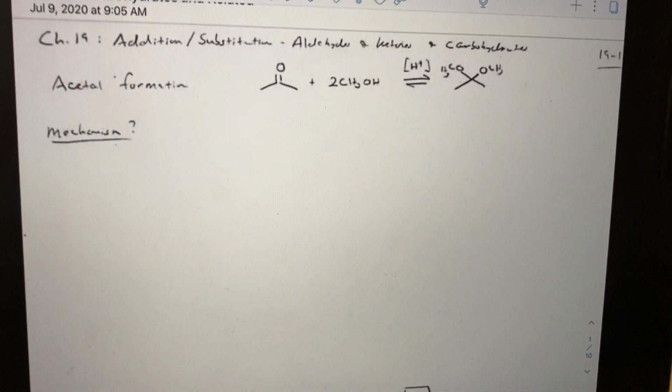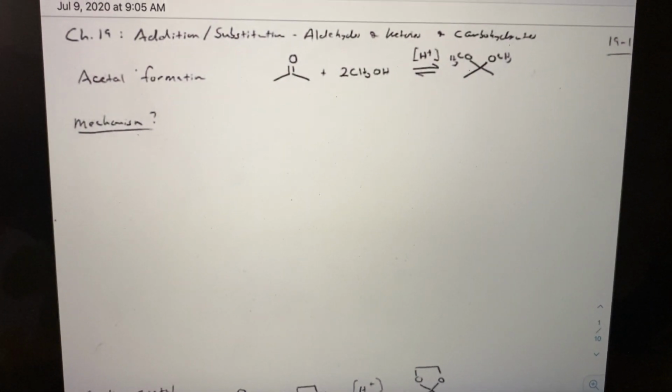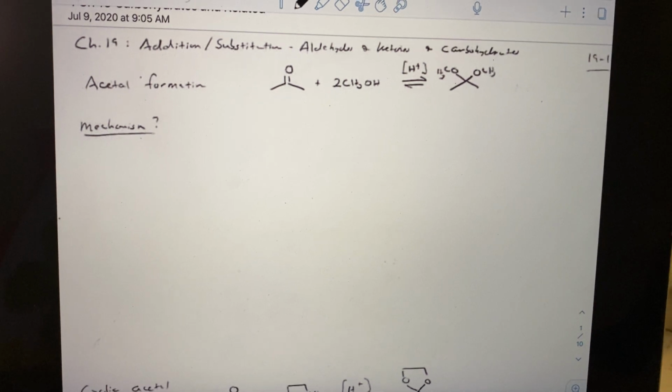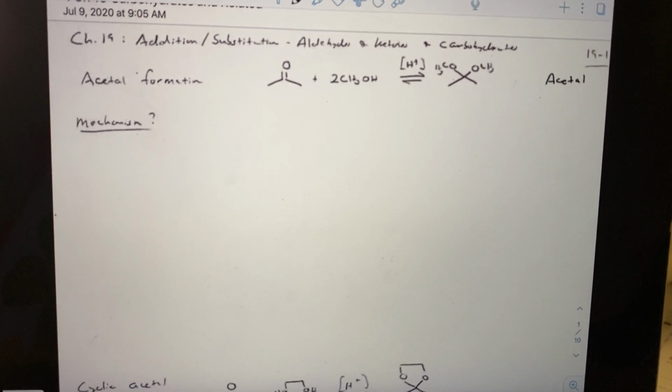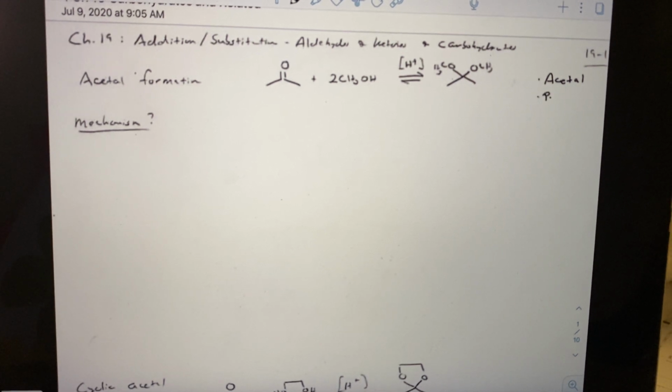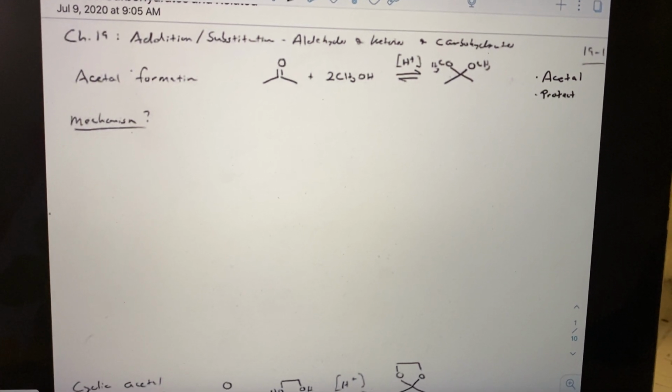On what we've been talking about, it looks like more and more of the same stuff. We're going to think overall, put it in the corner, about what's known as an acetal. We're going to think about how we can use these acetals as protecting groups.